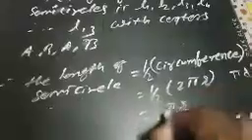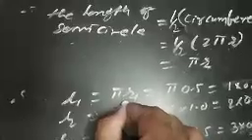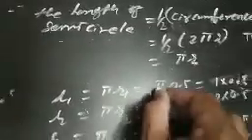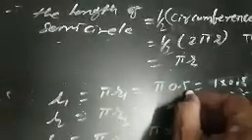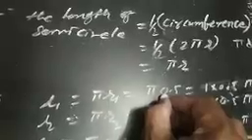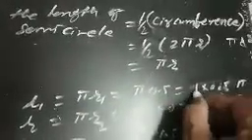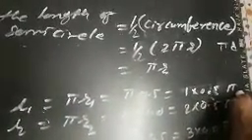So 1/2 into bracket 2 pi r. The 2s cancel, so we get pi r. This is the length of a semicircle, it is pi r. Now we find L1, L2, L3 like that. Here L1 is equal to pi r1. The first radius is 0.5, so L1 is 1 multiplied by 0.5 pi.